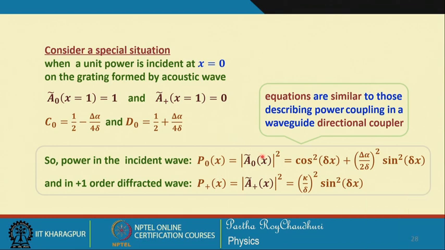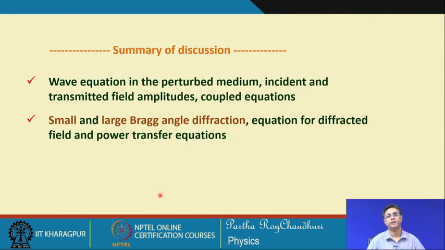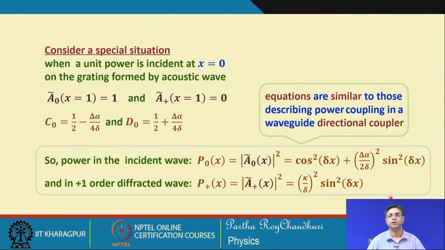We will continue with this discussion in the next topic. So, we discussed this wave equation in the perturbed medium, incident and transmitted field amplitudes. Then we organized this coupled wave equation, considered the approximation for small Bragg angle. Of course, we discussed that the large Bragg angle configuration will be followed later, and the equation for the diffracted field. We also considered the power transfer, sinusoidal variation of the power transfer, periodic exchange of power, that also came out as a consequence of the small Bragg angle diffraction.